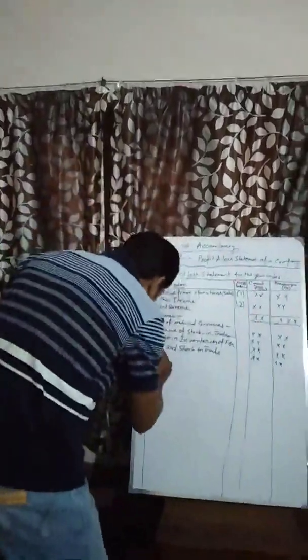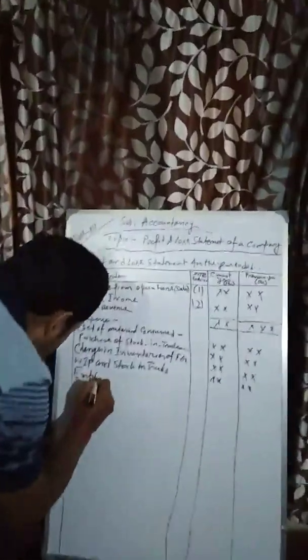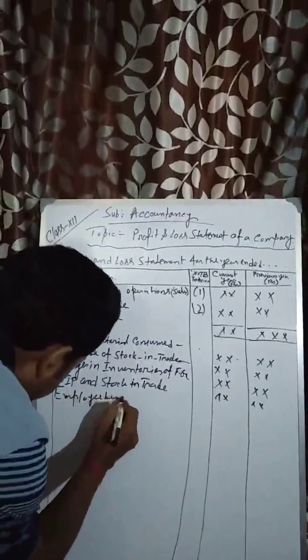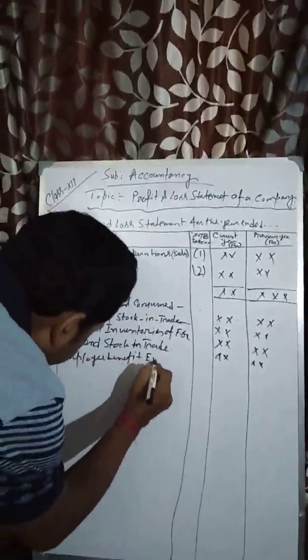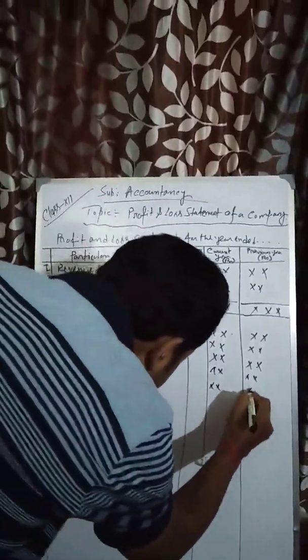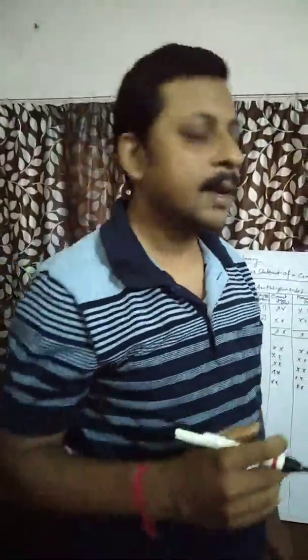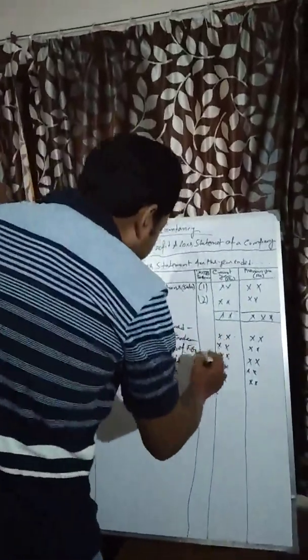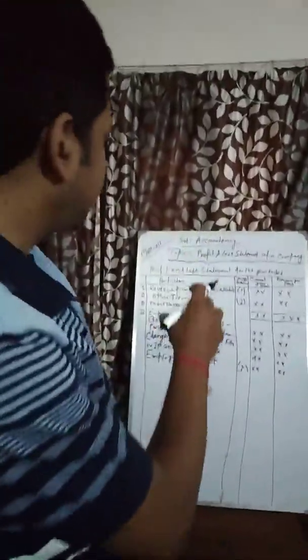Now there are employee benefit expenses. What are employee benefit expenses? Salary, wages, whatever you give for employees, that is the employee benefit expense. That may be direct and indirect. And in the notes to account you can find the details. If there is a note to account, you can find the details of cost of material consumed. The total is here, and the details of anything you can find in the notes to account. Okay.